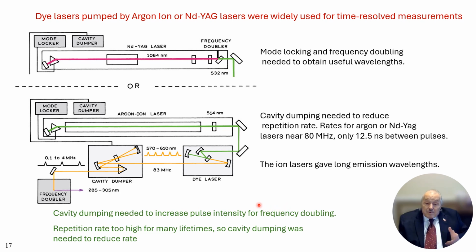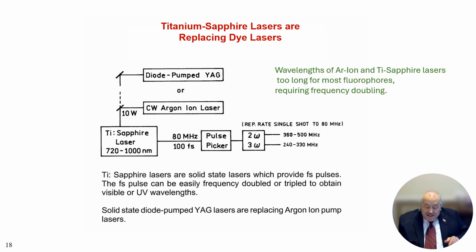So the joke used to be, if you were reviewing someone's NIH grant and they wanted a system like this and he was a competitor, the first thing you do is give them the money to buy the system, because you know they're going to lose about a year of their life getting everything working. This got a little simpler with Ti:sapphire lasers, but they still had many of the same problems.